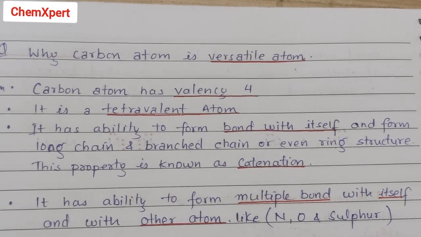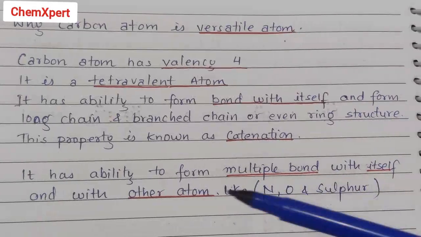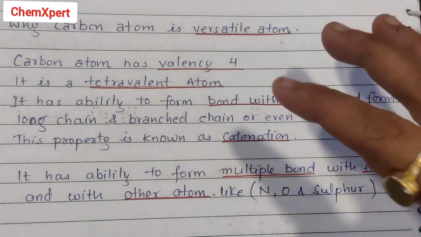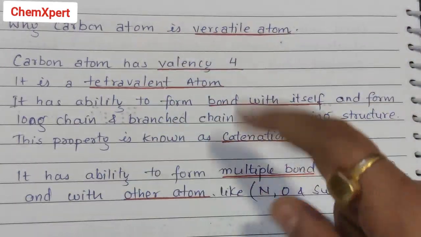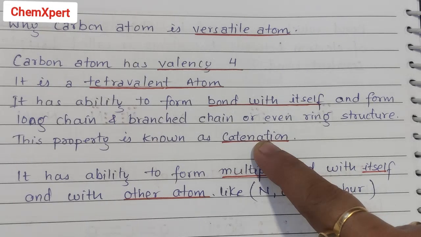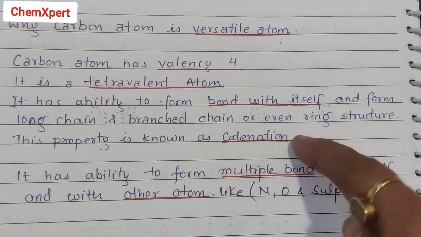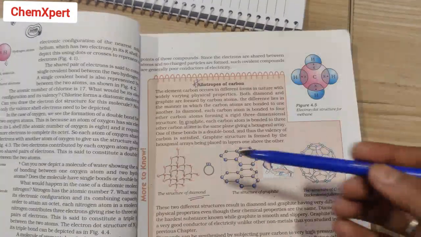Now at the same time, it has the ability to form multiple bonds with itself as well as with other atoms like nitrogen, oxygen and sulfur. So you must learn this answer, why carbon atom is versatile: because of its tetravalency, it shows the property of catenation. It can form multiple bonds with itself as well as with other atoms. Now few questions can be framed from this orange box.